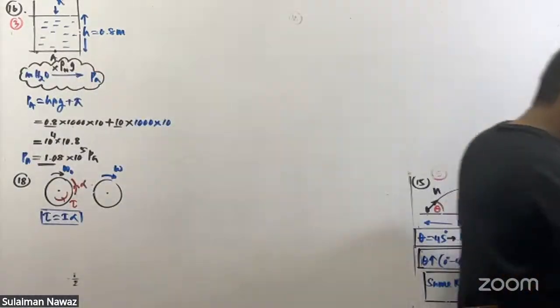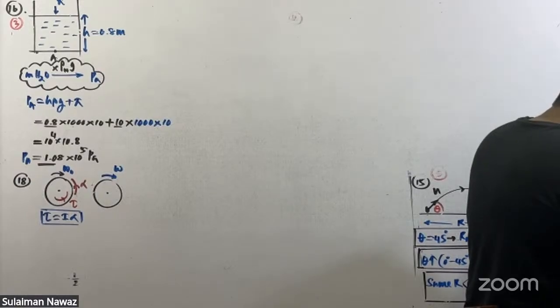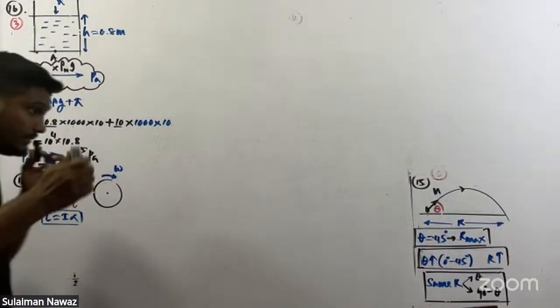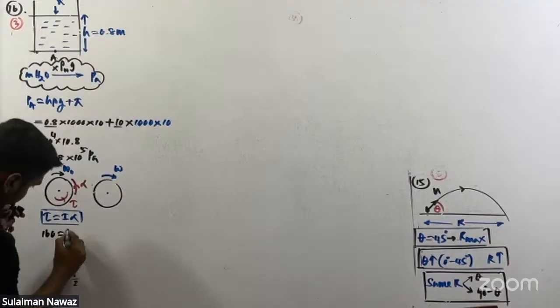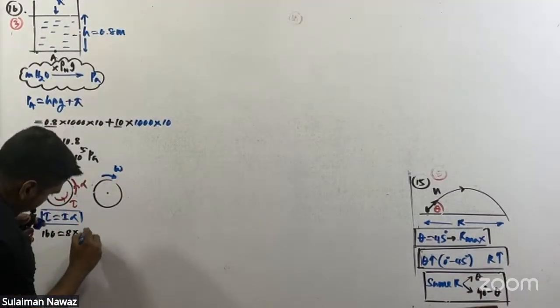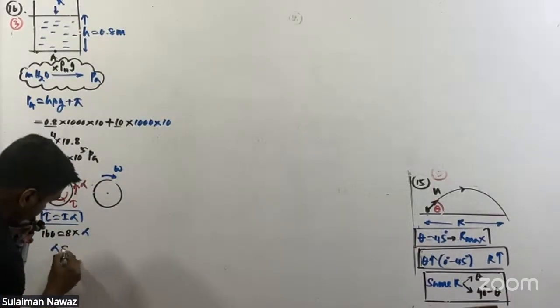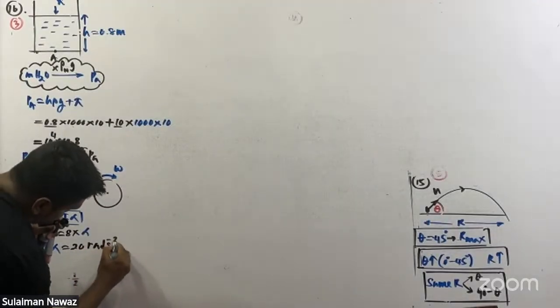Alpha. They have given the torque is 160, and moment of inertia 8. Since torque is 160 and I is 8, we can find alpha. Alpha should be 20. Alpha is 20 rad per square second. Don't forget the units, rad per square second.